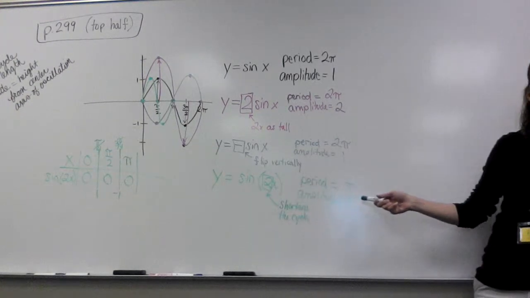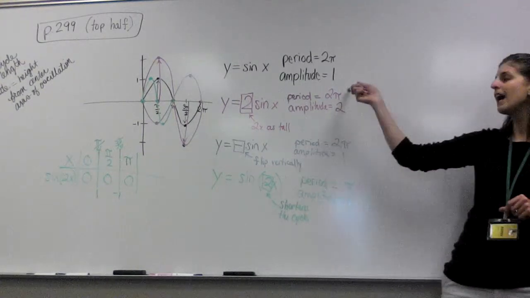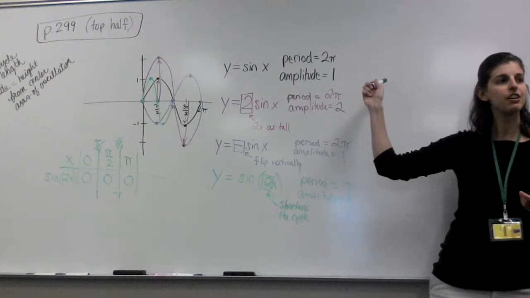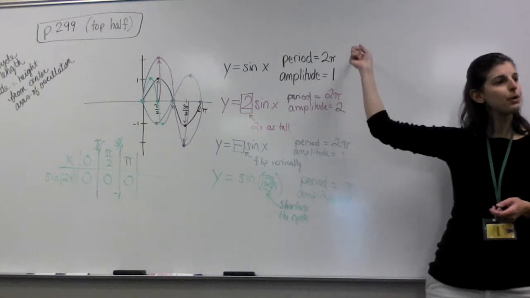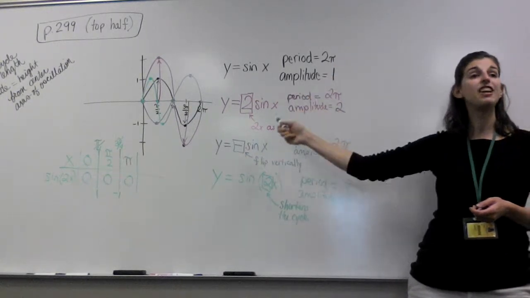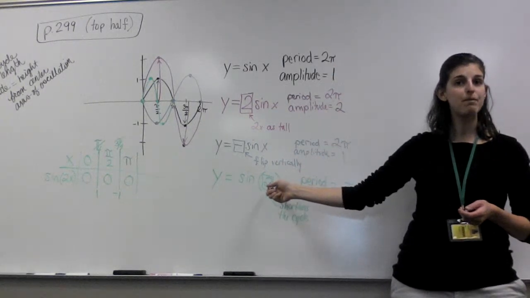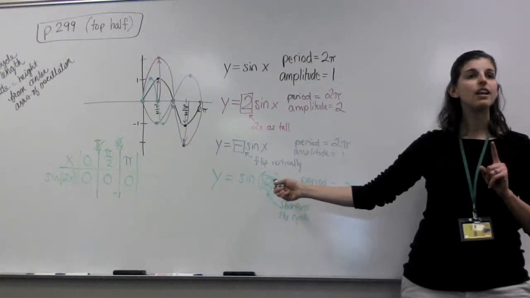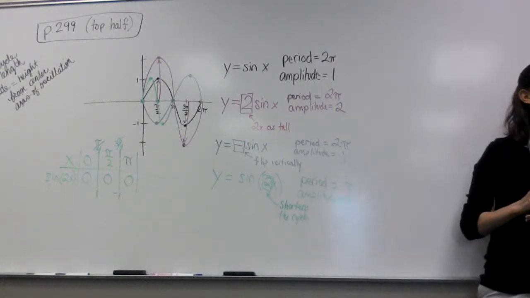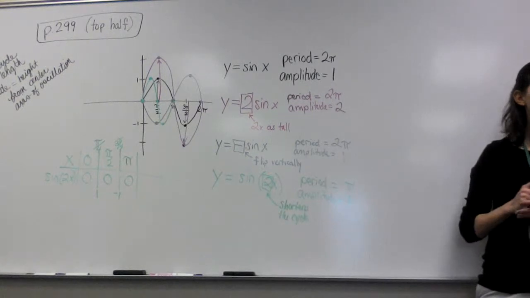Absolute value of it, but how do you... I'll just tell you at this point. If we take 2 pi, which is the original period length, and divide by the number that x is multiplied by, then your period length will be that. It'll change by that much.